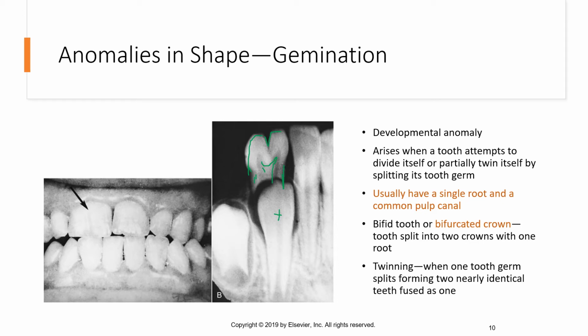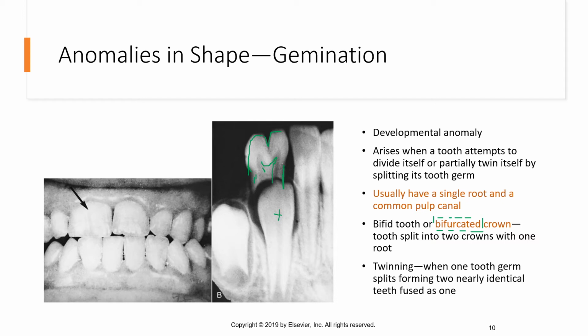So bifid tooth or bifurcated crown. The tooth splits into two crowns with one root. So that's our word bifurcated again. Remember we talked about that with the root canals on worksheet 2, I believe it was. This word right here means splitting into two. If it was trifurcated, it would be 3, split into 3. So that's going to come into play when we start talking about bifurcated roots and trifurcated roots.